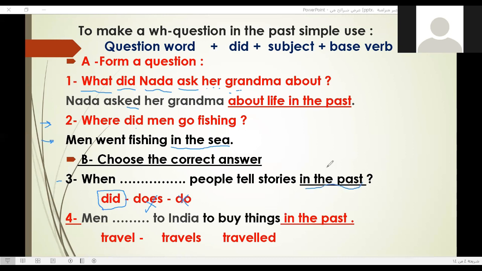And we have in the past here, so we choose did. Thanks a lot. Number four. What about number four? Man traveled to India to buy things in the past. Why did you choose this one? Because ED represents the past. That's all right. Thanks a lot. Thank you very, very much. You are doing very well today.